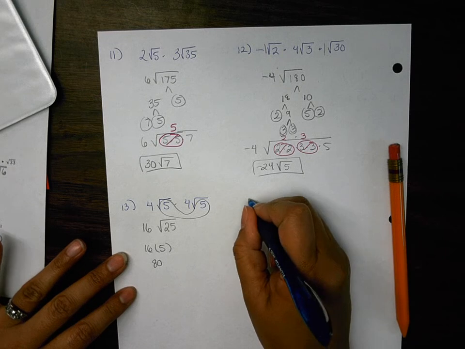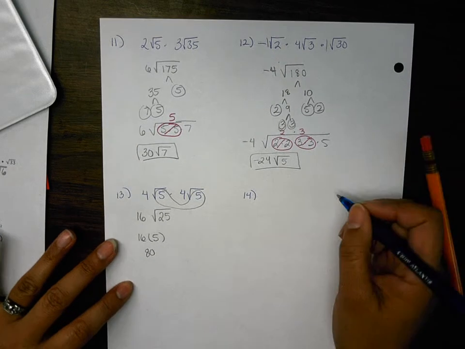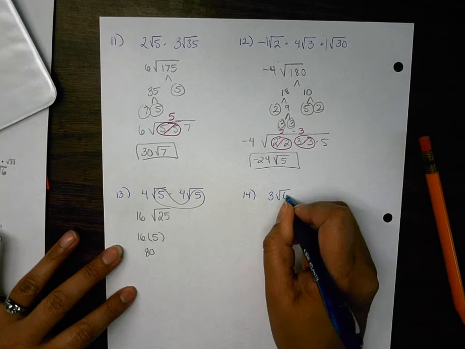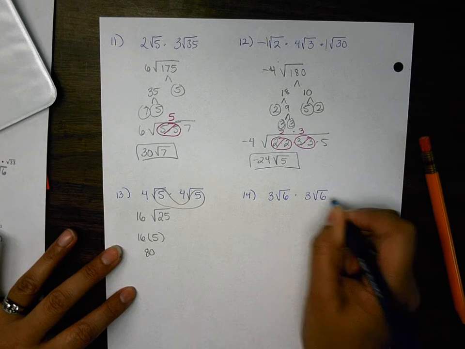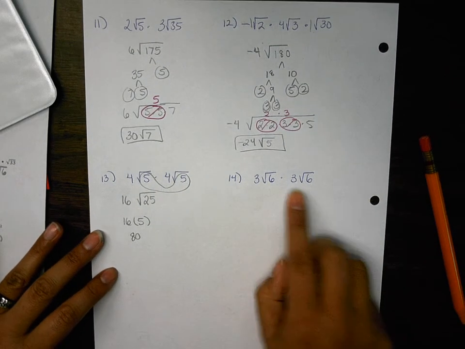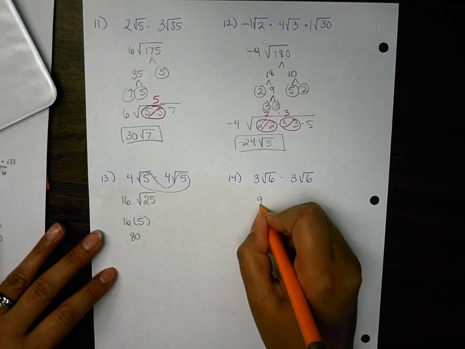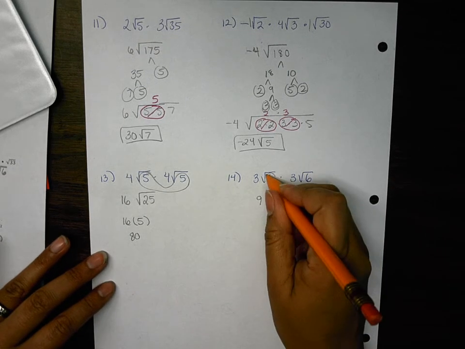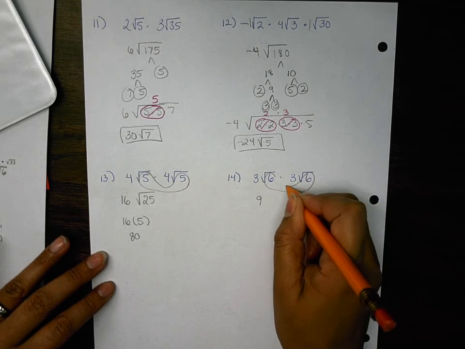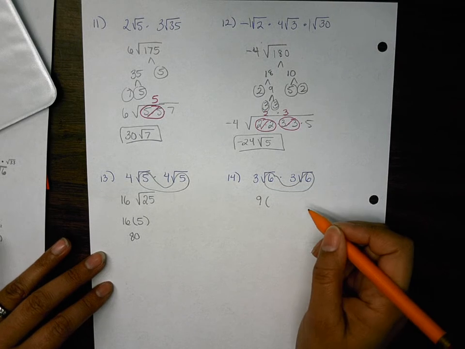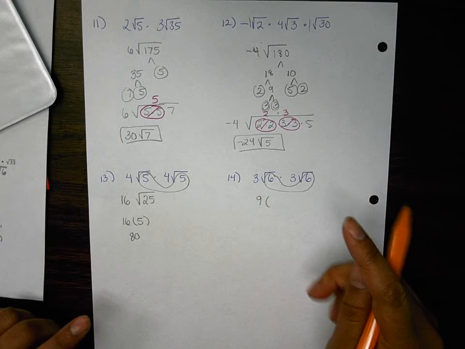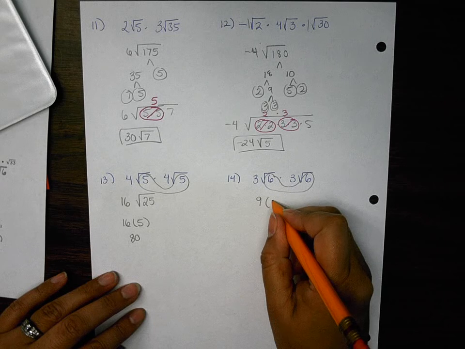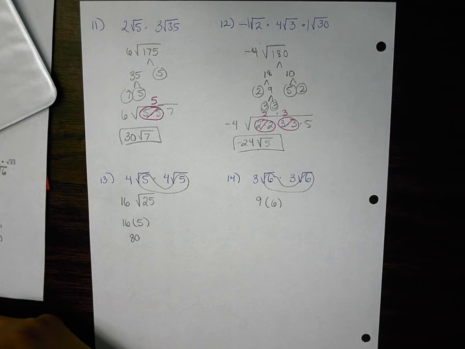Let's try it again. 3 root 6 times 3 root 6. What's 3 times 3? 9. Without saying 36 or writing 36, what's root 6 times root 6? It's just 6 because it is a pair. Do you agree? Yes. Now again, you can write 36 and the square root of 36 is 6, but you can skip that step. What's 9 times 6? 54.